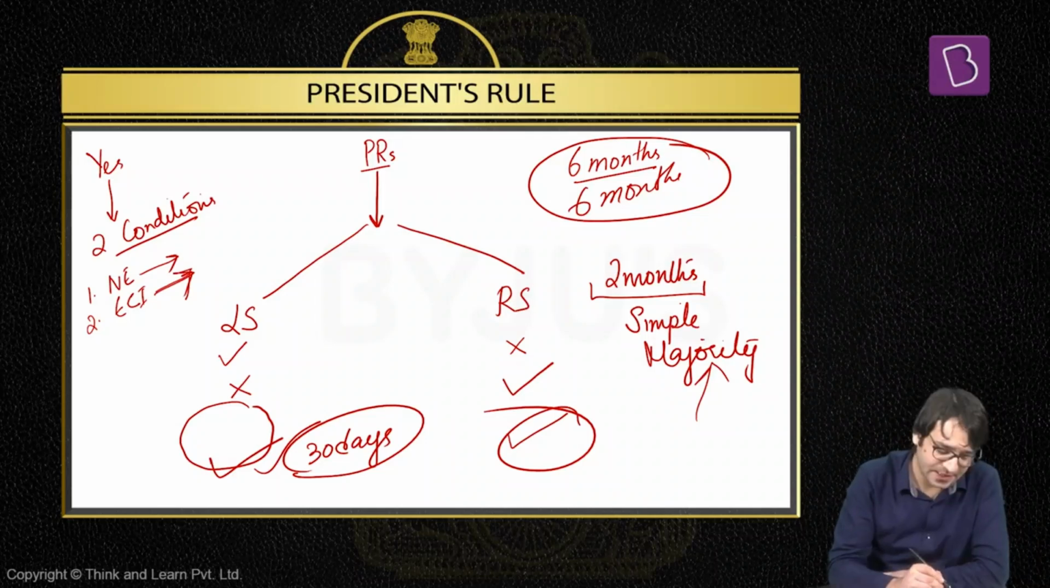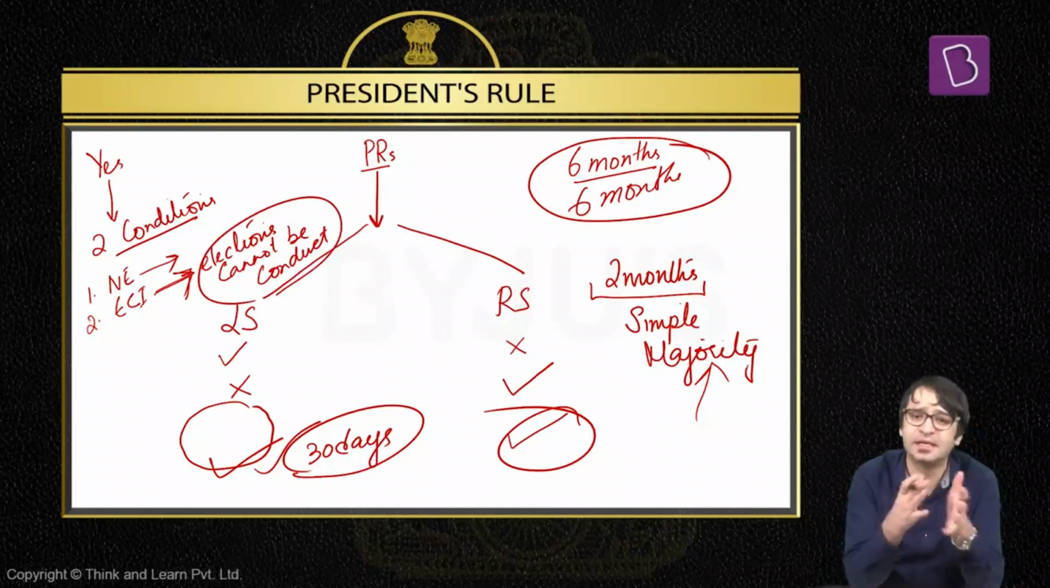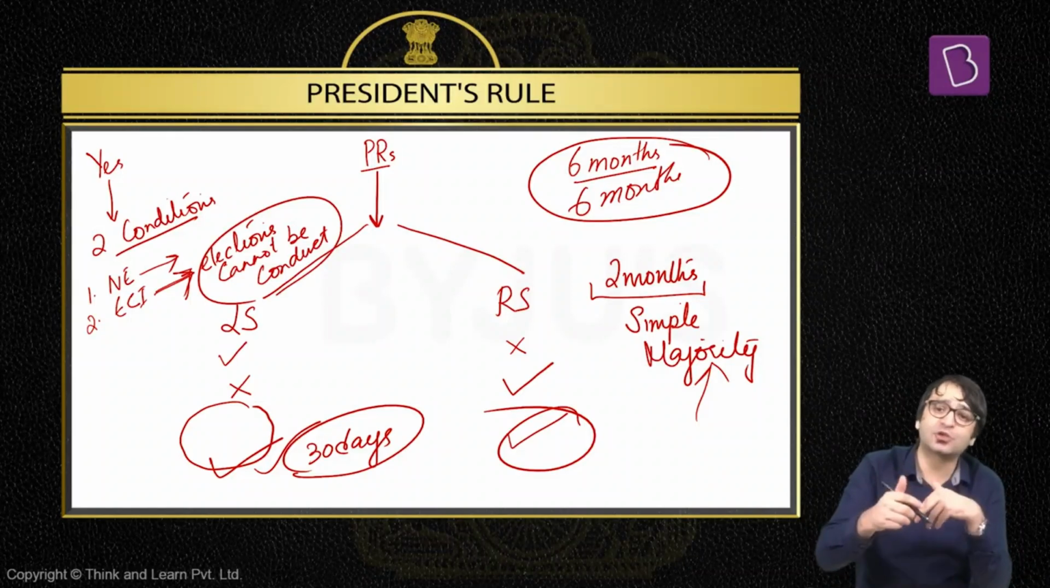And 2, Election Commission of India certifies that under the current situation, elections cannot be conducted. That means it is not suitable to conduct elections in these circumstances. If these 2 conditions are satisfied, then President's rule can continue beyond a period of 1 year.